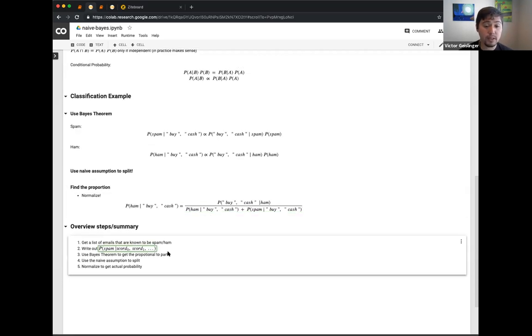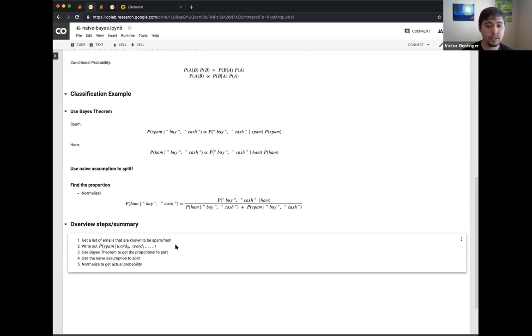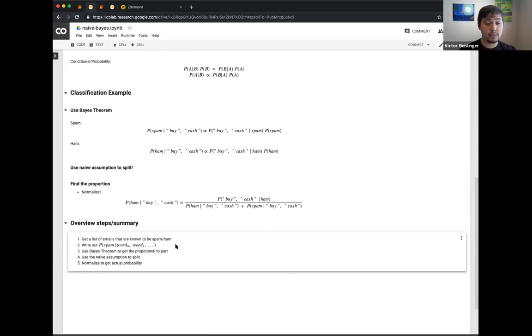But once we have those parts, we have basically the naive assumption, and we break it down and we say, okay, basically how frequently does this happen? We plug those numbers in, we get the normalization, and that gives us the probability of this specific email with these words in it actually being ham or spam. Okay. So that's the overview of what this looks like. Obviously we didn't write any code, but this gives you an idea of what we're doing as you write that code. So any questions on how this works or why this works or what were you doing, Victor?